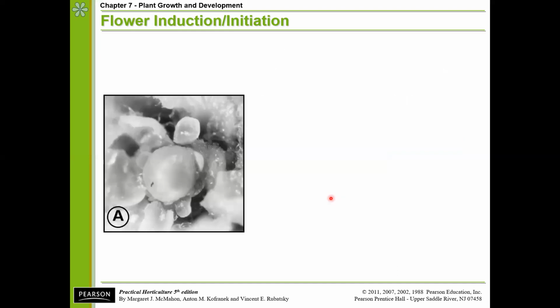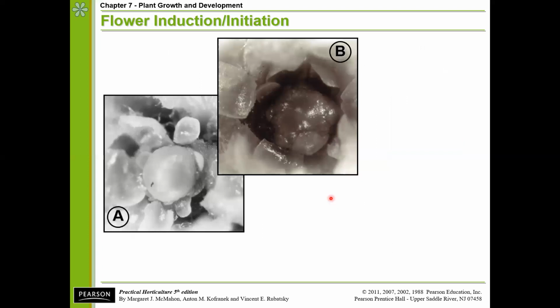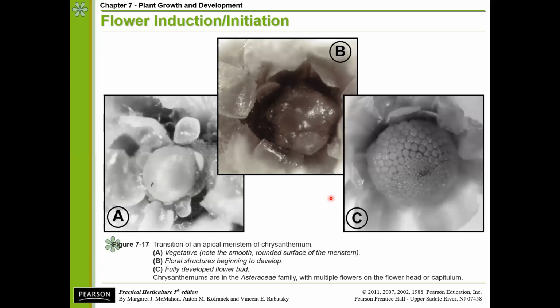Here's just an example of flower induction and initiation, basically going from a transition of this kind of vegetative meristem to a reproductive one. And this is in a chrysanthemum, first in the bud, but then in the flower. So you can kind of see that in B, starting to develop sort of a flower structure in there. And then in C, it's kind of fully developed. So it just takes time to make that transition.